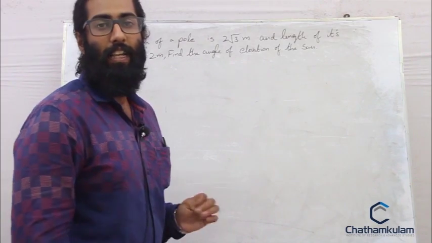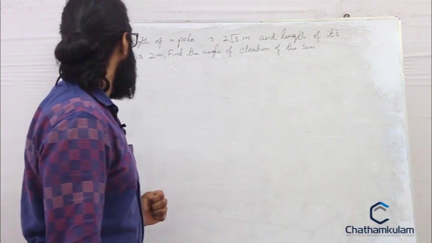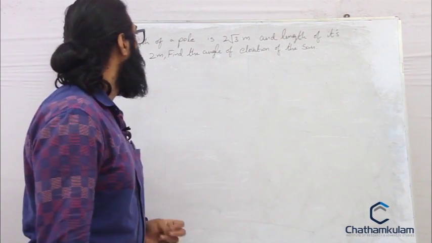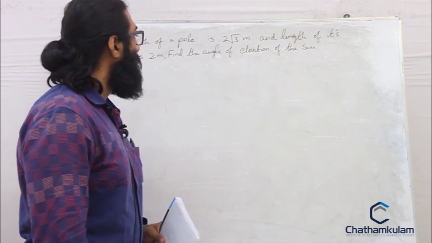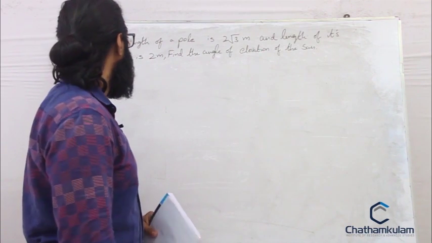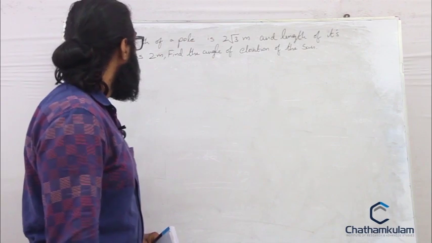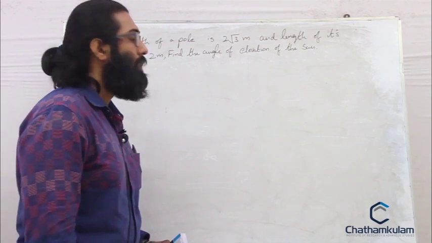So let's see the next question here. The question is, if length of a pole is 2√3 meter and length of its shadow is 2 meter, find the angle of elevation of the sun.